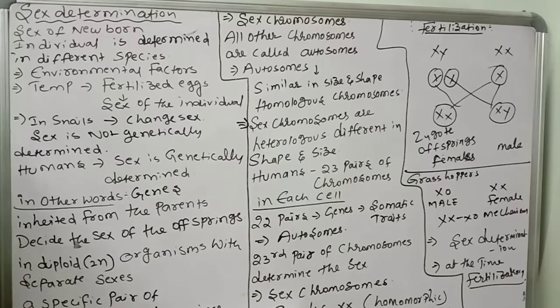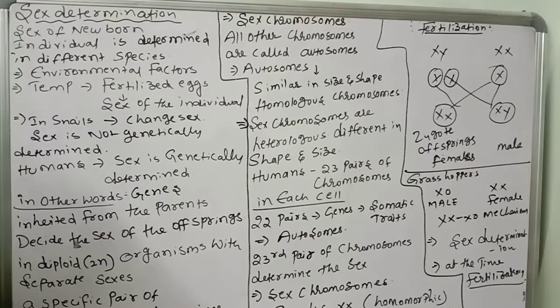Females have XX, which is homomorphic: both are similar in shape, size and structure. However, human males have XY chromosomes. The X chromosome is morphologically distinct from the Y chromosome, as the Y chromosome is smaller than the X chromosome. That's why they are dissimilar, heteromorphic.